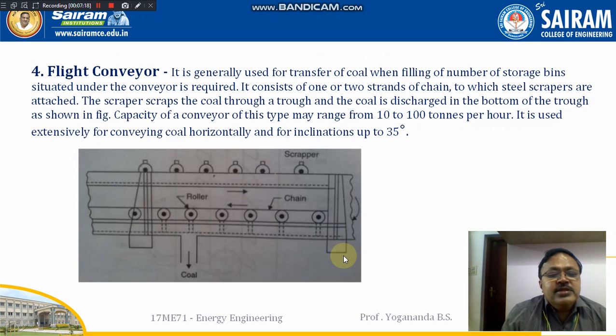Then the last one is the flight conveyor. It is consisting of one or two strands of chains here to which the steel scrapers are attached. The scraper will scrape the coal through the trough or casing, and the coal is discharged in the bottom of the trough as shown in the figure. This is about the four different types of coal handling equipment: the belt conveyors, screw conveyors, V bucket elevators, and the flight conveyors.